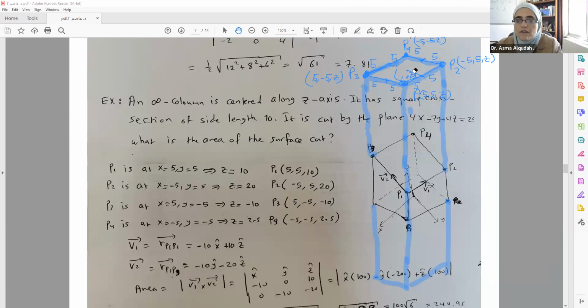If this square is at one height, at one level, then all these points have the same z component, the same height. They differ only in the x and y components, but the z component is the same. Now the question is telling me that there is a plane.